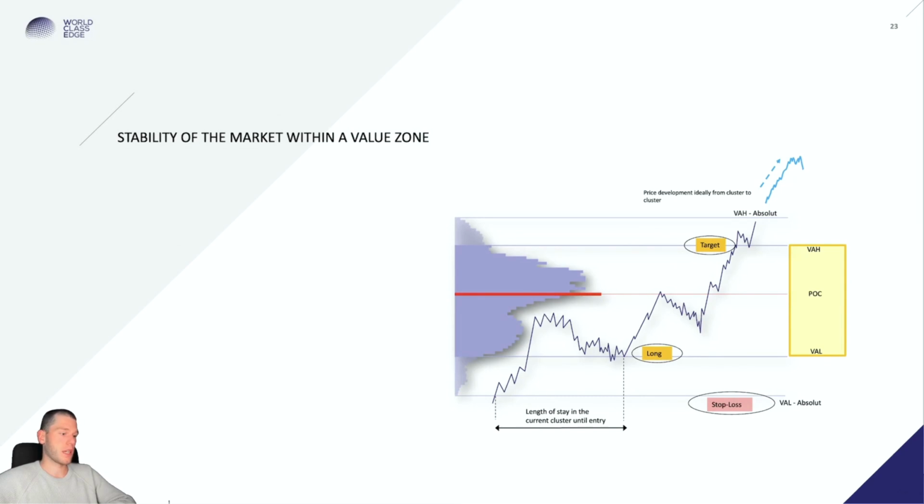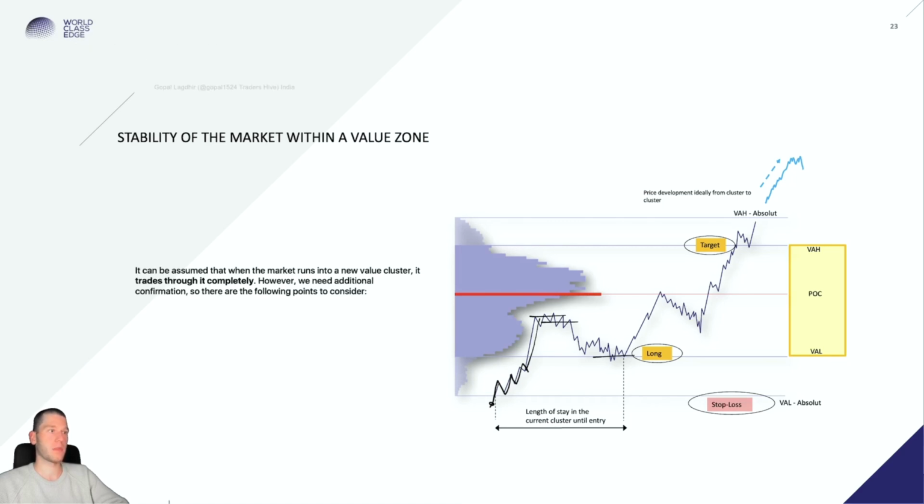So now we will discuss the stability of a market within a value zone. So if we open outside of a value zone and we accept the previous profile, and at some point we are going to accept the previous value area range because we stay a long time in there, we will look for longs at the value area low through different setups. But when we accept the value area and the market runs into a value area or a high volume cluster, our plan always is that it trades through the cluster completely, either from the top to the bottom or from the bottom to the top.